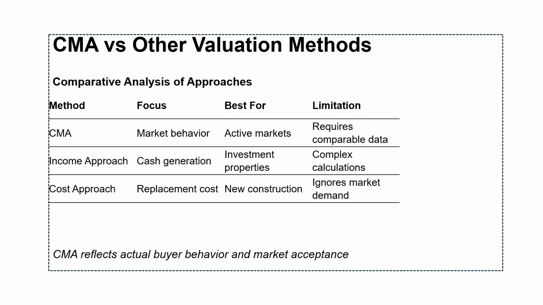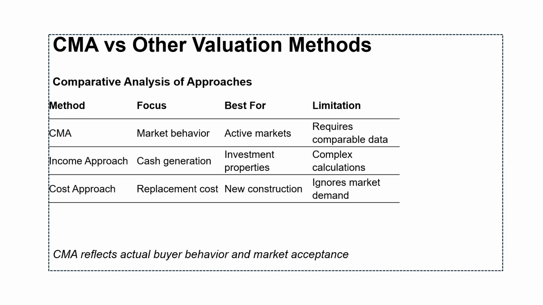In the income approach, the commercial properties, the rent-giving type of properties, are included. As the name suggests, their cash generation is looked into. And the cost approach basically goes into the replacement cost area, and that is the focus for them. So CMA is best for active markets where transactions are frequently taking place. The income approach suits investment properties.